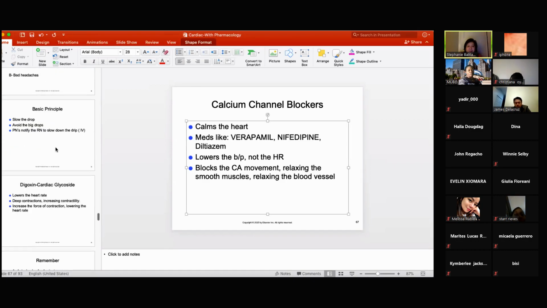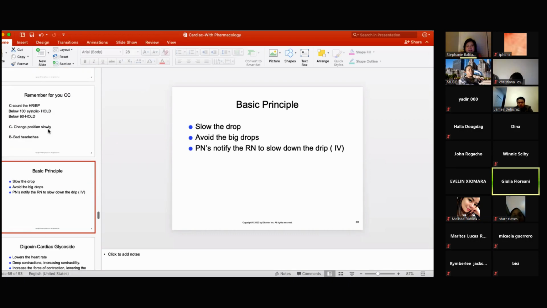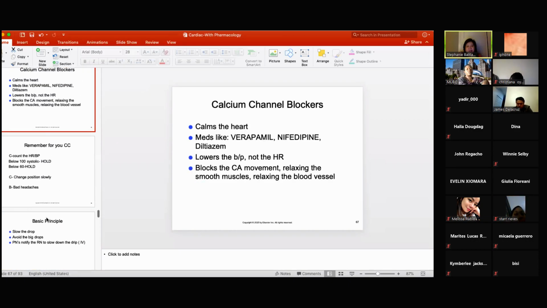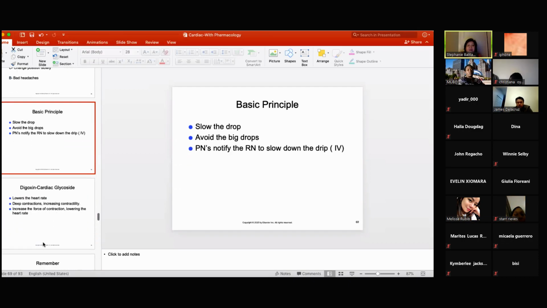Some of your calcium channel blockers could be given IV. If they're given IV, remember the big drops. Okay, you do not want the pressure to drop abruptly. So if it is something that is given IV, LPNs, we have to notify the RN to slow or stop the drip.